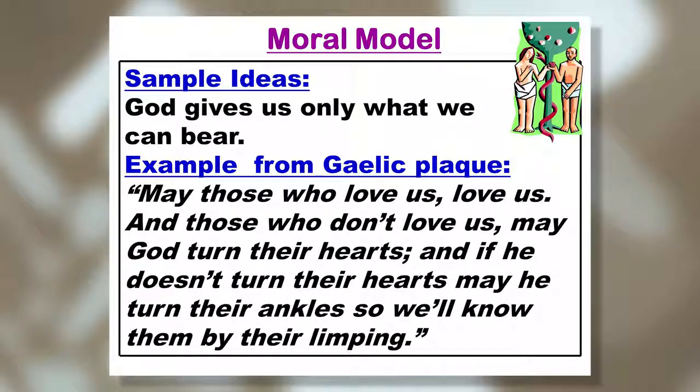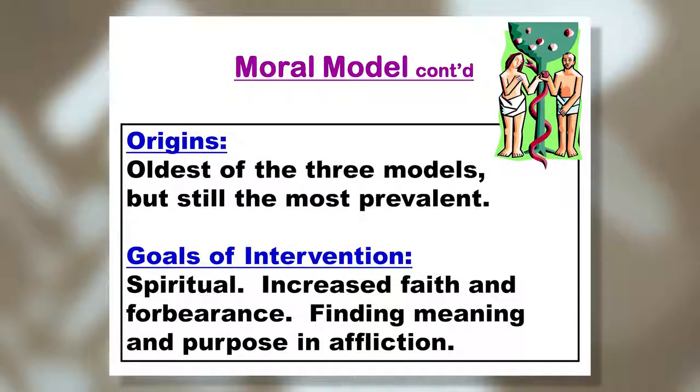A sample idea in this model is God gives us only that which we can bear. And an example that comes from a Gaelic plaque that I saw in a mail order catalog. The plaque said, "May those who love us, and may those who don't love us, may God turn their hearts. And if he doesn't turn their hearts, may he turn their ankles so we will know them by their limping." And this is a common literary device where you give a protagonist a physical impediment to denote something about their character. This is by far the oldest of the three models, but worldwide, it's still by far the most prevalent model.